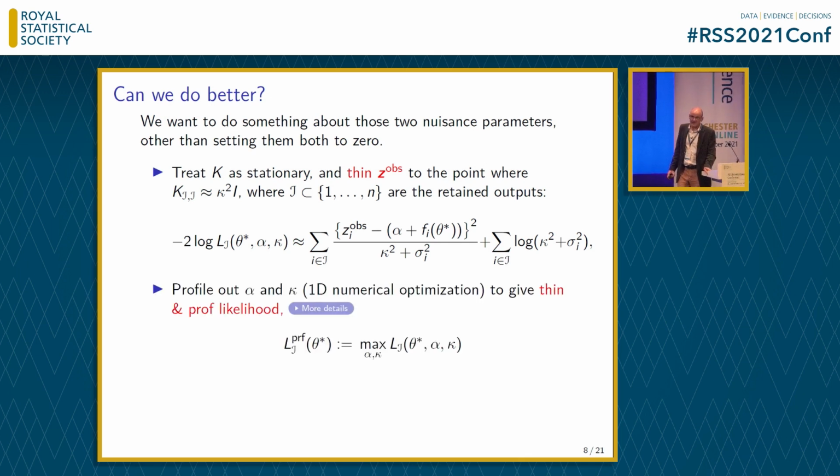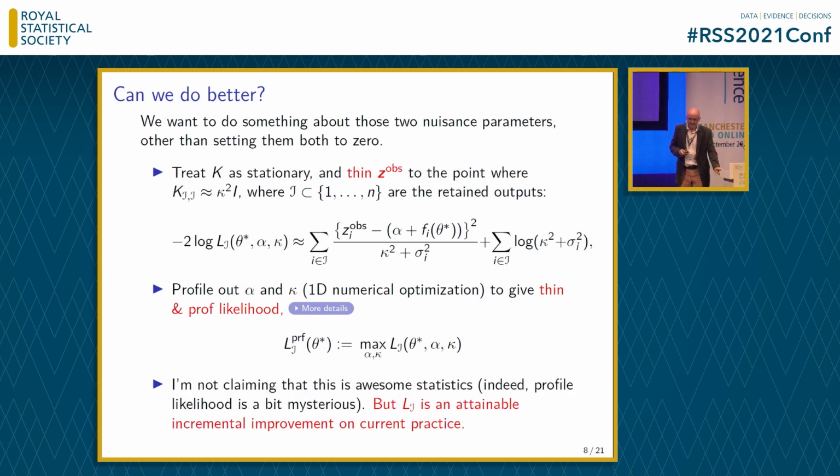And then what we can do next is, now we have 2 scalar parameters, we can profile them out. That is, if we're minimizing the negative log likelihood, then for every value of theta star, we can minimize over alpha and little kappa, to create a log likelihood function, which is a function of theta star alone. Okay. So that's my proposal.